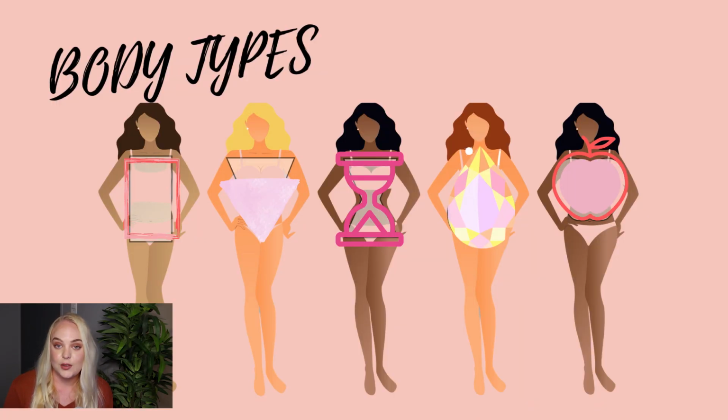So today we're going to do a beauty drip lesson, what to wear for your body type. Okay, so first off, there are 5 different types of body types. So you get your rectangle, inverted triangle, your hourglass, your pear shape, and then your apple shape.